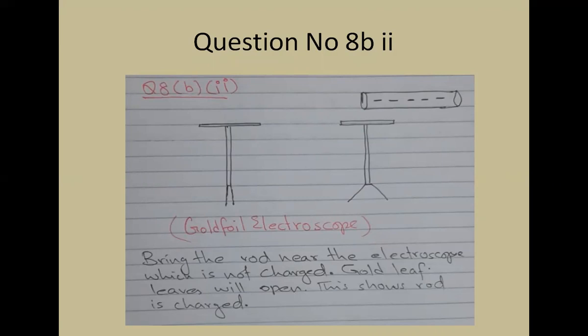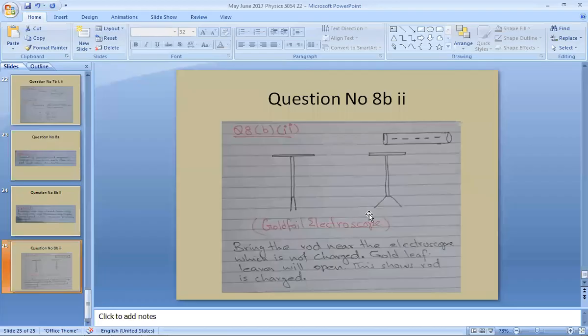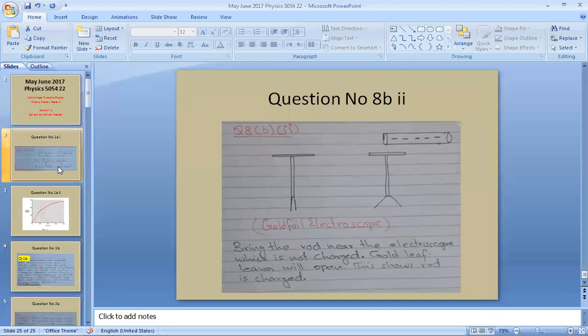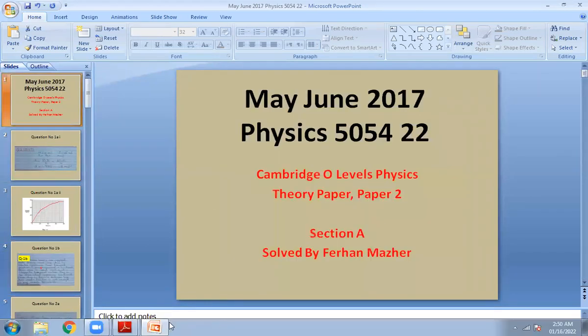So my answer is: bring the rod near the electroscope, which is not charged. The electroscope is not charged. Gold leaves will open. This shows the rod is charged. If the gold leaves open, this will show that the rod is charged. So we are done, and hopefully you understand.